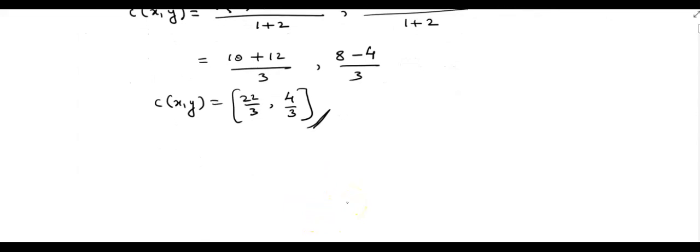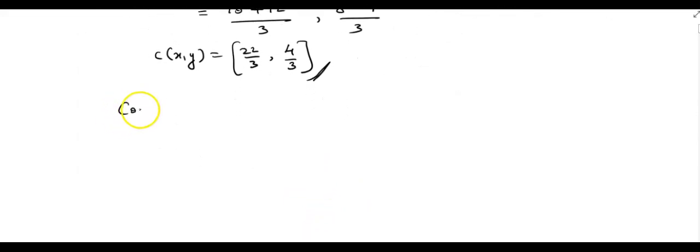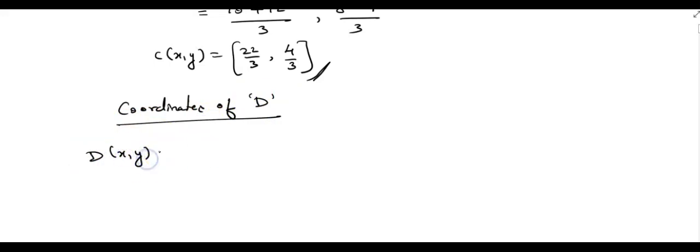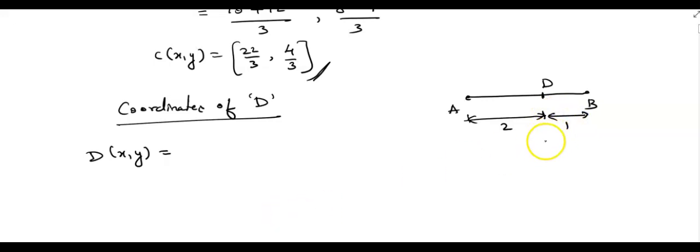Okay. Now we have to find the coordinates of D. That is again D of x comma y is equal to, same way, see, this is A, this is B, and now this is my D. From A to D, how many parts? 2 parts. From here to here, 1 part. It means here m1 is to m2 is equal to 2 is to 1. Understood? Now substitute.